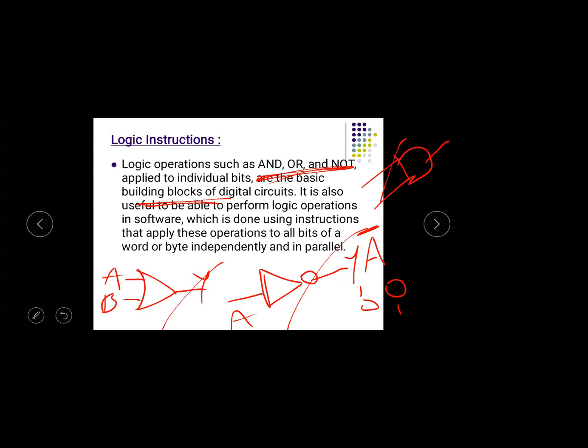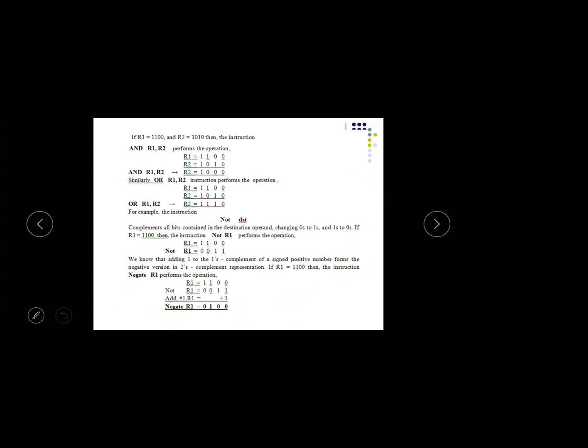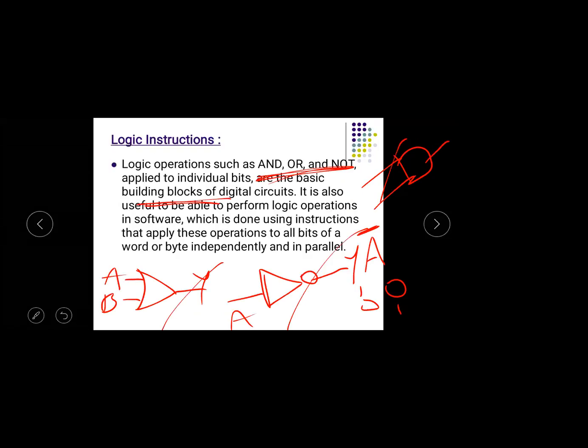This is an example I have taken. If R1 is equal to 1 1 0 0 and R2 is equal to 1 0 1 0, till now we have performed the OR operation and AND operation between two bits, either 0 0 or 1 1.